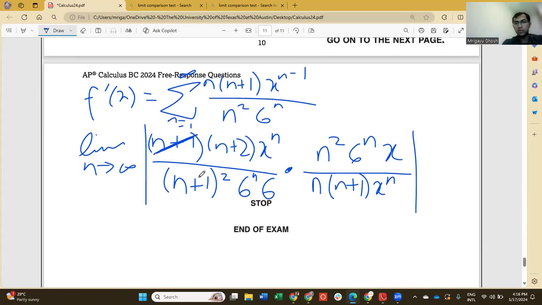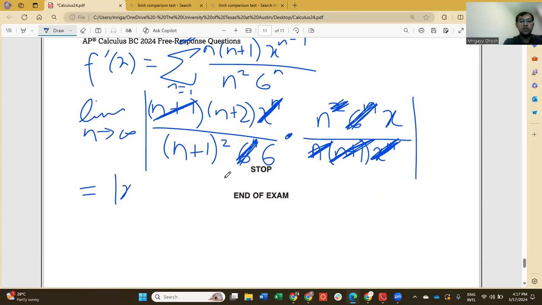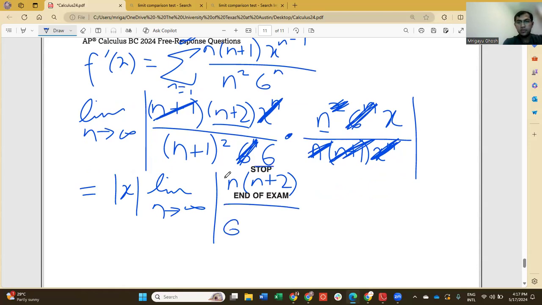This n plus 1 is going to cancel with this n plus 1. One of these n's is going to cancel with one of these n's. 6 to the n's are going to cancel. And then x to the n is going to cancel with this x to the n. Good. So now I can pull out absolute value of x. I have the limit as n approaches infinity of the absolute value of n times n plus 2 on the top, right? This n here, this n plus 2 on the top, over 6 times n plus 1 squared.